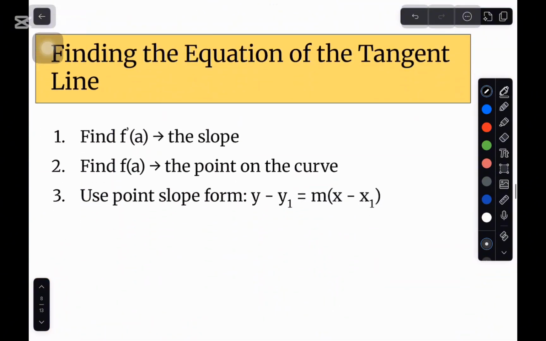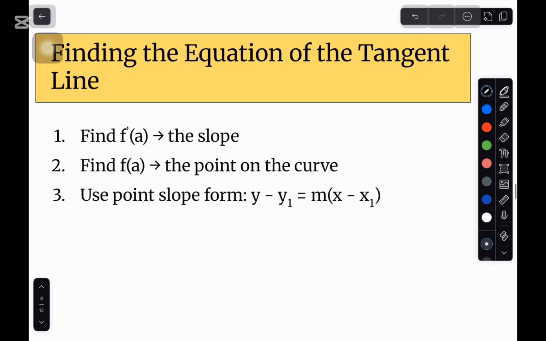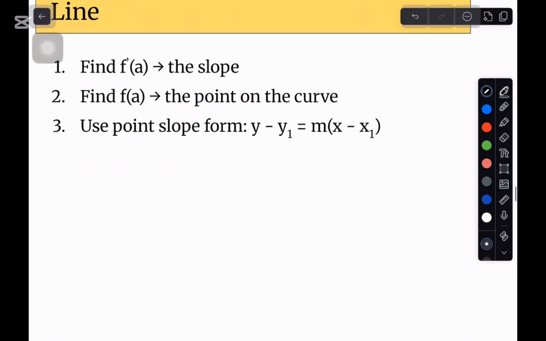So how do you find the tangent line? Firstly, we can use first principles to find the derivative, and then we plug a certain point or value into the derivative to find the slope. Secondly, you plug the point into the function. You no longer need the derivative, so just plug the point into the function to get the y value, and then you use point slope form here to find the equation of the tangent line.